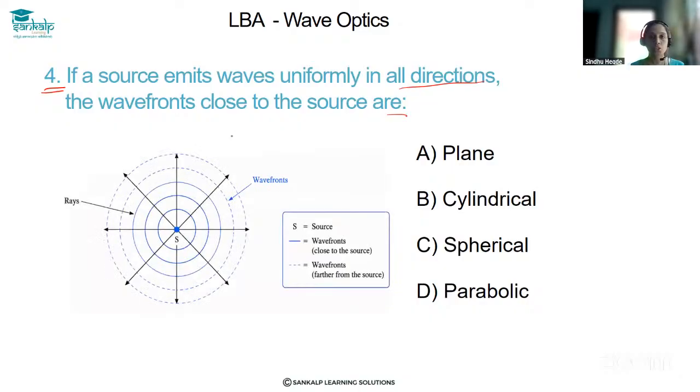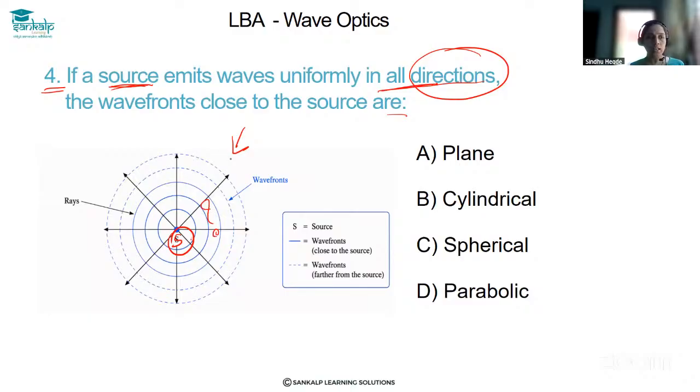Look at this image. Here is the source. This S is our source which emits waves. These waves are uniformly distributed in all directions. The question is, the wavefront which is close to the source is of which type of shape: plane, cylindrical, spherical or parabolic.